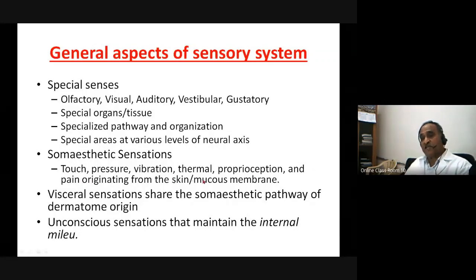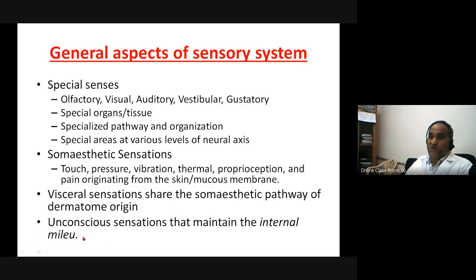Pain may be coming from the skin or the mucous membrane or from the deeper organs. Along with the somesthetic sensations, the viscera join the somesthetic sensation according to the dermatome of origin. That means they will converge on the somesthetic pathway of the dermatome. The viscera has been embryologically determined. As you know, the pain produced by the heart is detected at the tip of the shoulder or radiating down the arm, or the pain of the kidney may be in the low back. These are the visceral sensations.